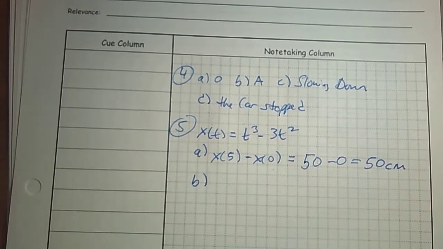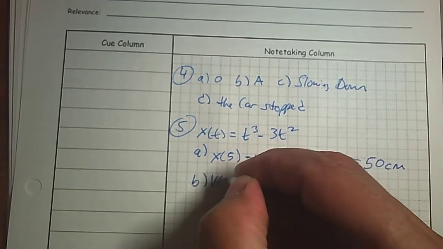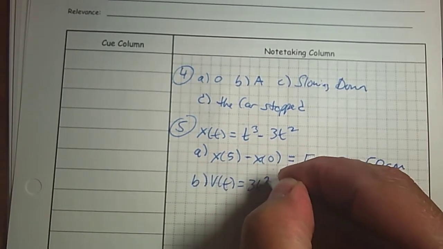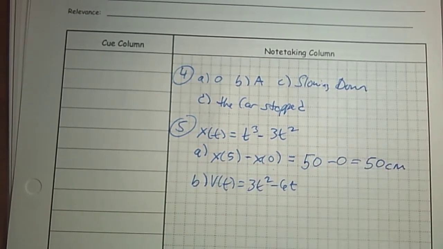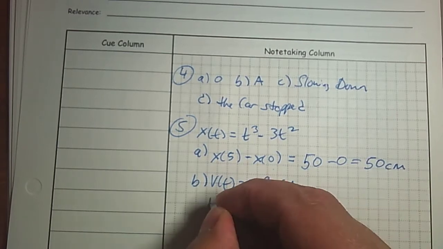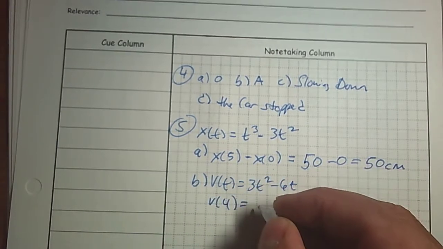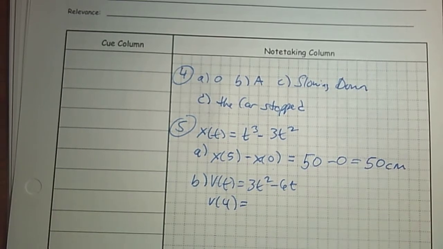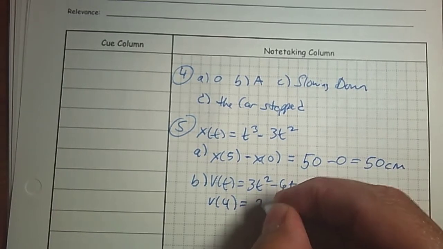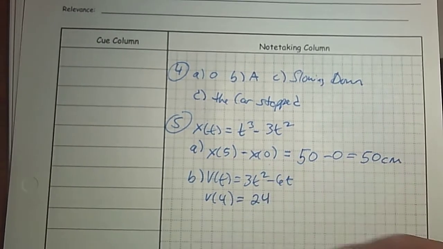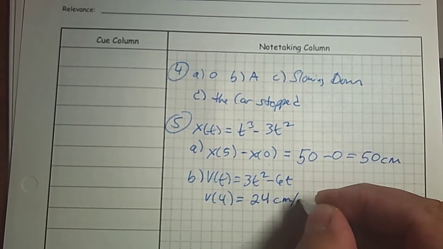Part B. Find the particle's velocity. So to find the velocity, we're going to take the derivative. So that's 3t squared minus 6t from the position equation. And it says find it at 4 minutes. So we'll plug 4 in. And then if you plug 4 in, the answer is 24 for the velocity. And then we need units, and that's centimeters per minute.